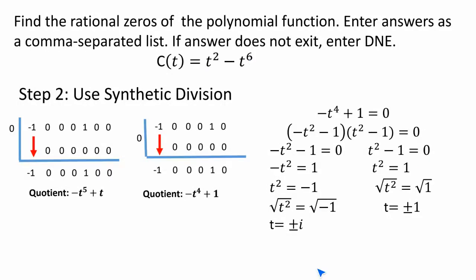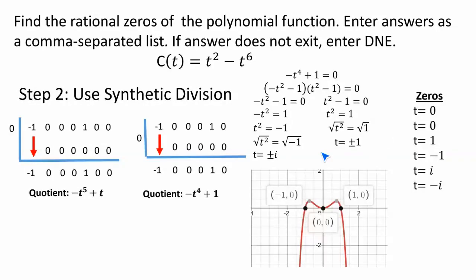So let's go ahead and look at all those zeros. So we have t equals 0 from the first synthetic division. And then t equals 0 from the second synthetic division. Then we had t equals 1 right here. t equals negative 1. t equals i. And then t equals negative i. So these are our 6 zeros. And I went ahead and graphed the polynomial so you can see that at 0, it touches and turns since it repeats twice. And that 1 and negative 1, it's only crossing.